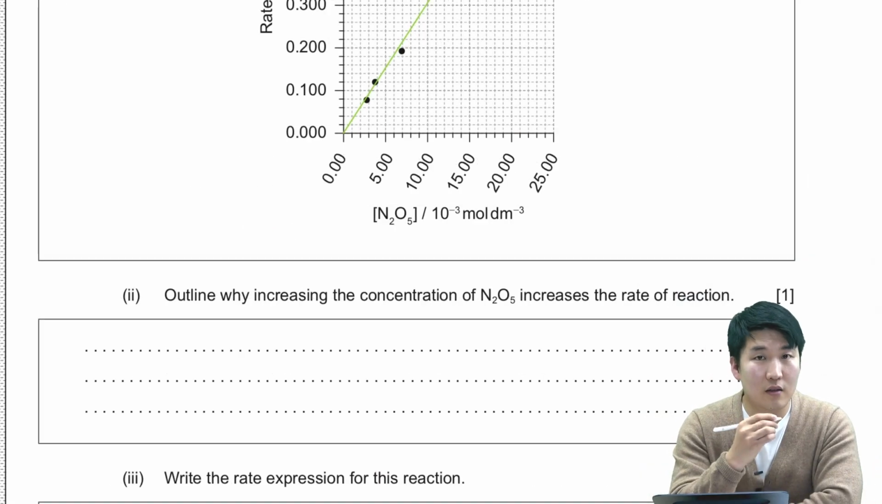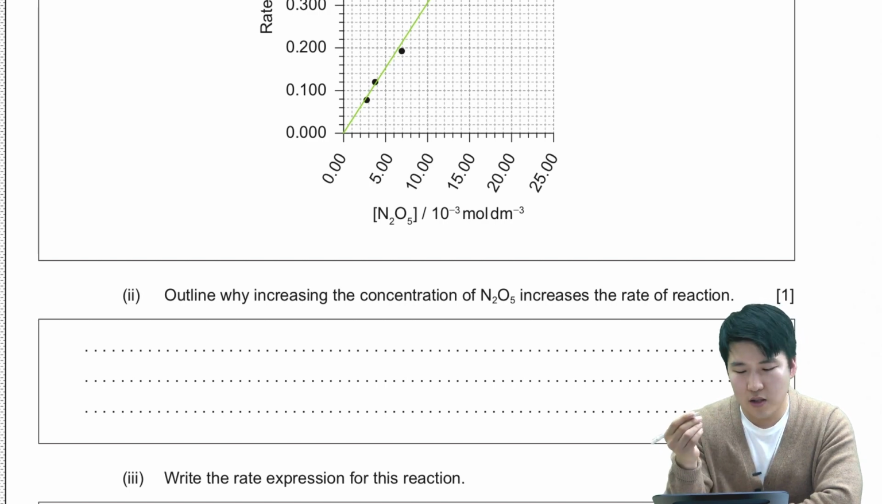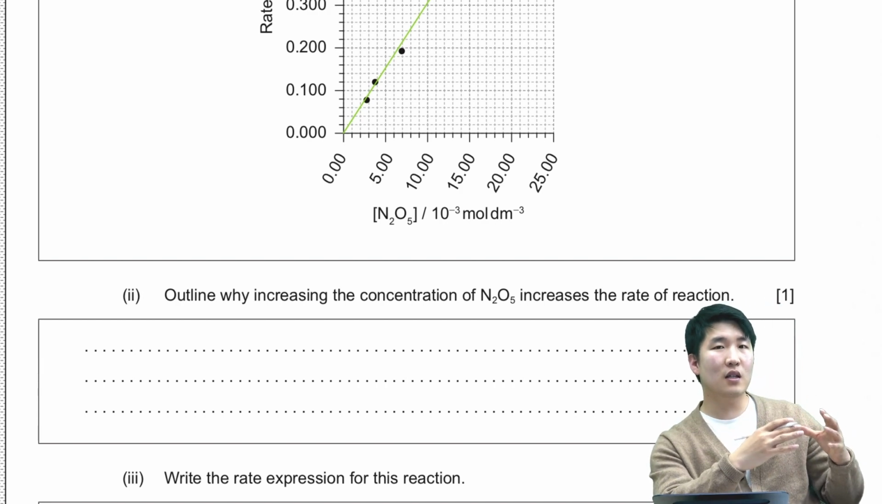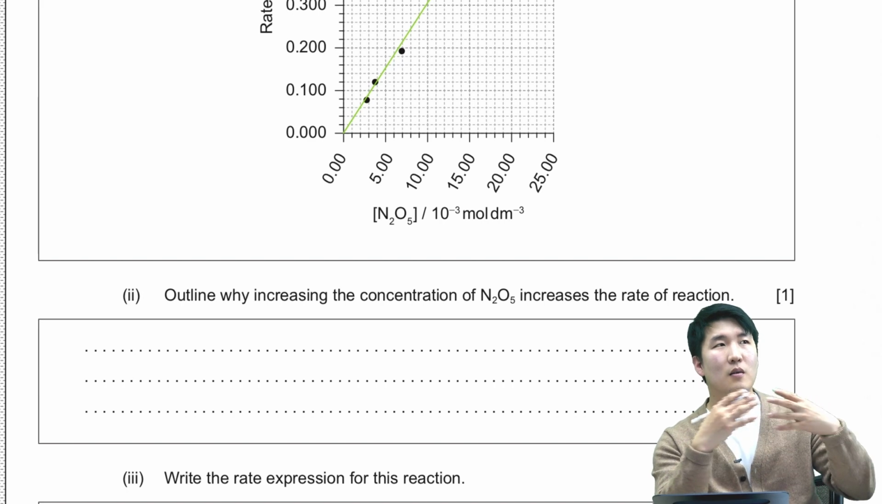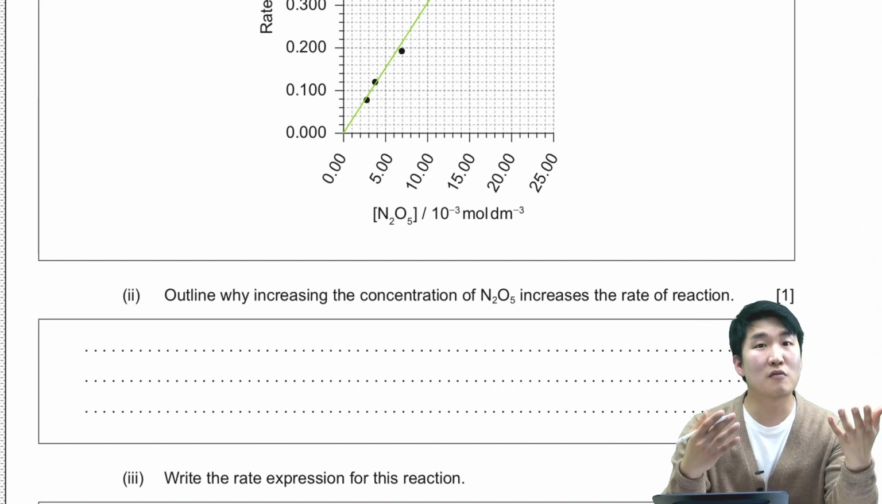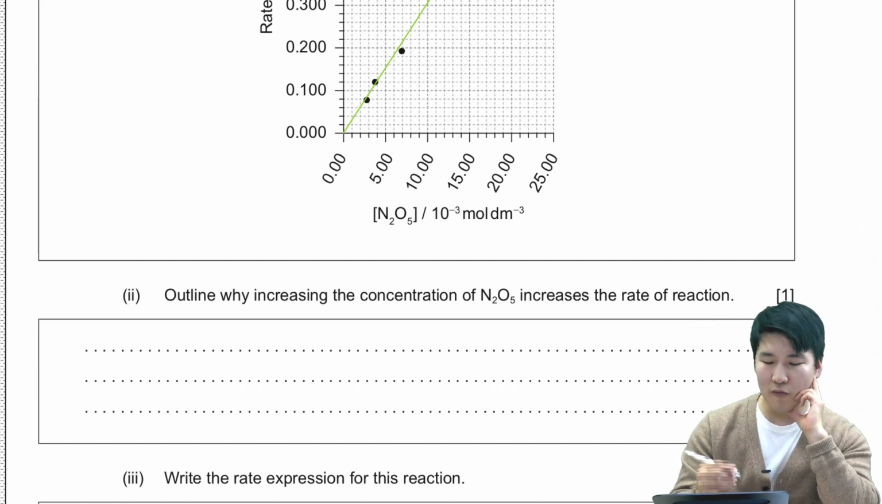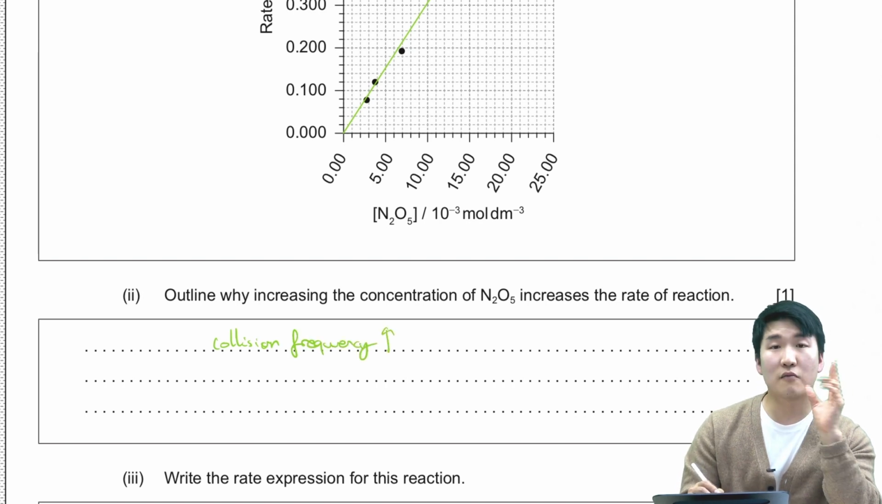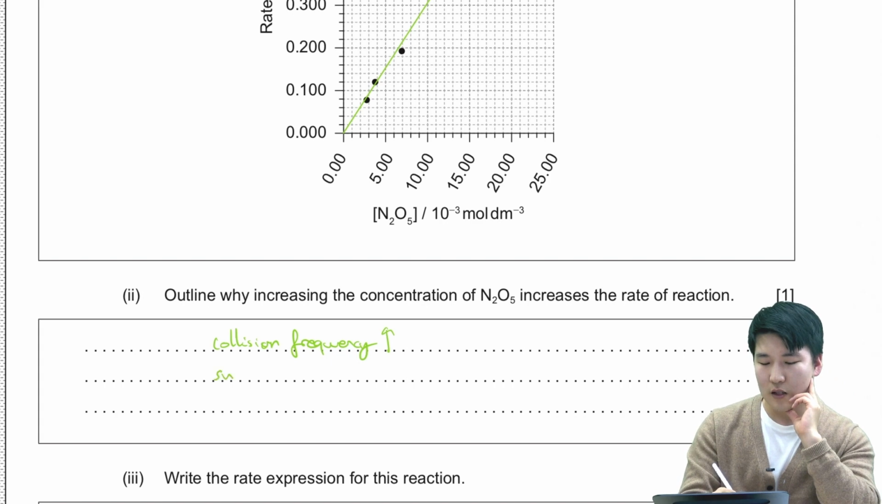Concentration is a factor that affects the rate of reaction. The way concentration affects the rate is that increasing substrate concentration means collision frequency increases, because there are more substrates, and collision frequency increasing will result in successful collision frequency increasing as well.